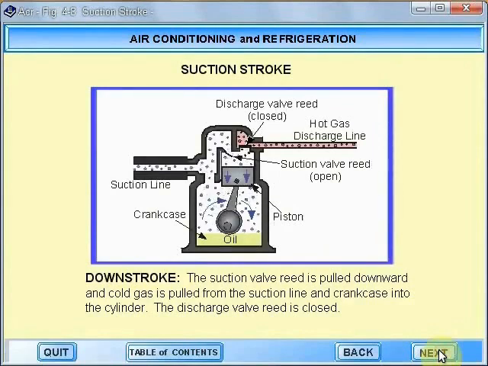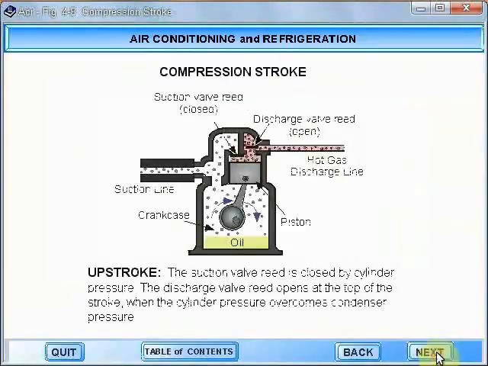On the piston downstroke, the suction valve reed is pulled downward, and cold gas is pulled from the suction line and crankcase into the cylinder. The discharge valve reed is closed. On the piston upstroke, the suction valve reed is closed by cylinder pressure. The discharge valve reed opens at the top of the stroke when the cylinder pressure overcomes condenser pressure.